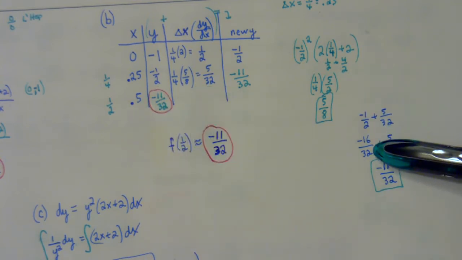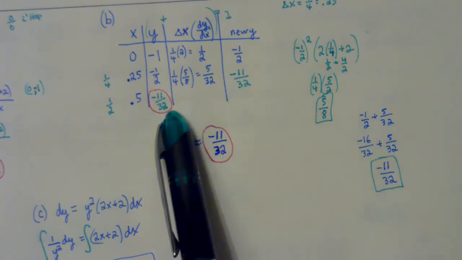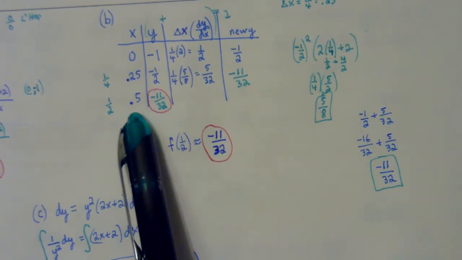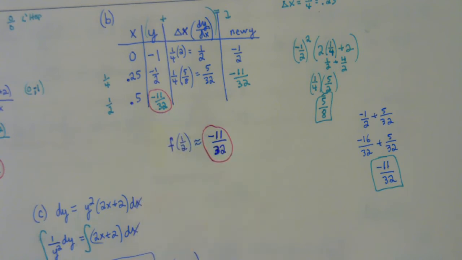You see my work there. I just got a common denominator, one single fraction. Boom, got -11/32. That goes right there, and that's what they wanted us to approximate, which is f of 1/2. So f of 1/2 is about that -11/32. Okay, so we'll be perfect with that Euler's method. You just have to practice that without the calculator.